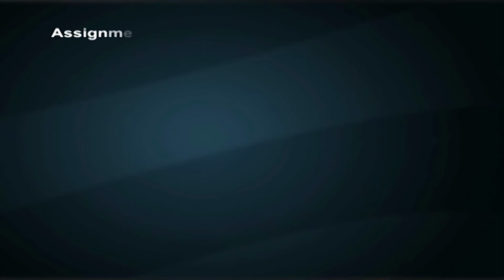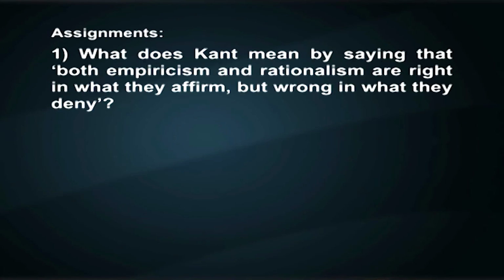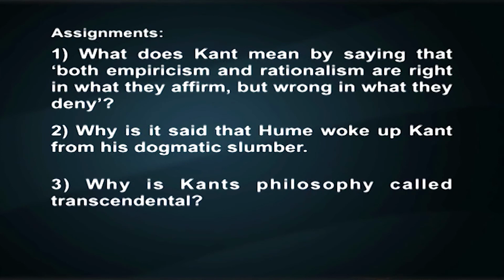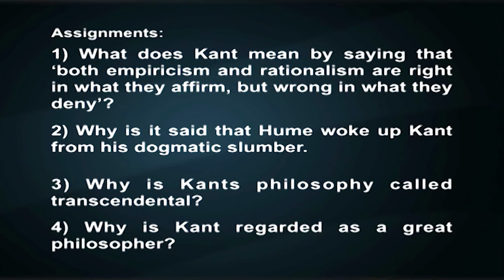Now, a few assignments for you to work out. Number 1, what does Kant mean by saying that both empiricism and rationalism are right in what they affirm, but wrong in what they deny? Number 2, why is it said that Hume woke up Kant from his dogmatic slumber? Number 3, why is Kant's philosophy called transcendental? Number 4, why is Kant regarded as a great philosopher?